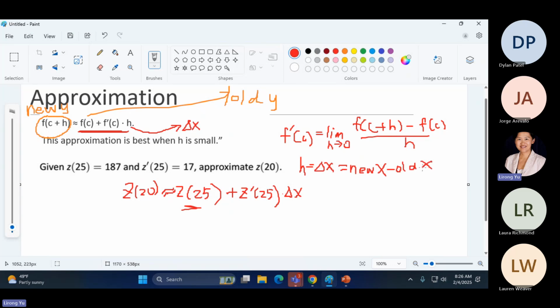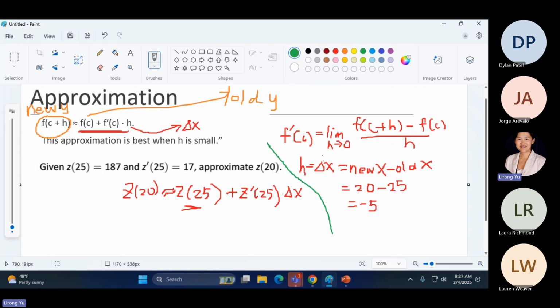How do we know which one is old and which one is new? The one you're calculating is new. The one that's 20 is the new one. The one that you already know, like Z25, where you put 187, is old. So 25 is considered the old x value, and 20 is the new x value, the one we're calculating. So the calculation will be 20 minus 25, which gives us -5. So that's the h.